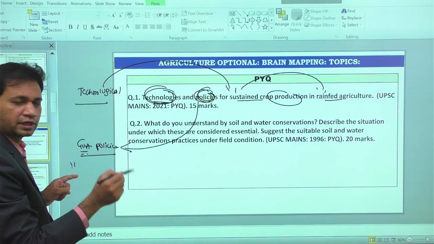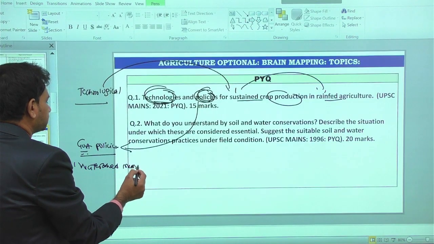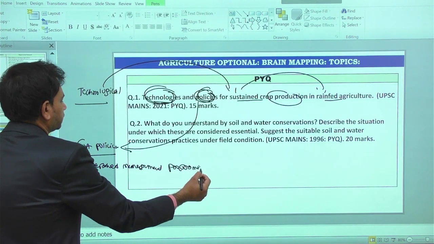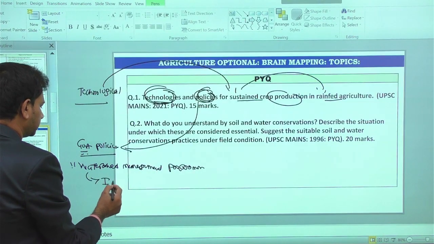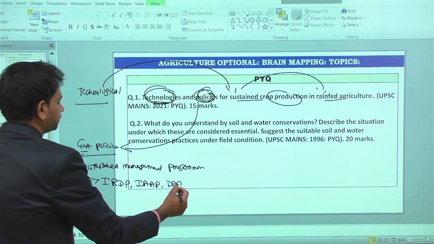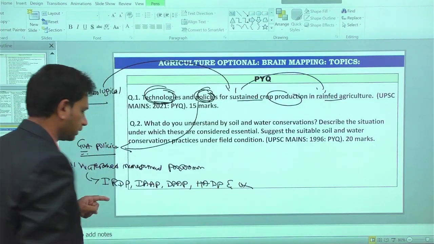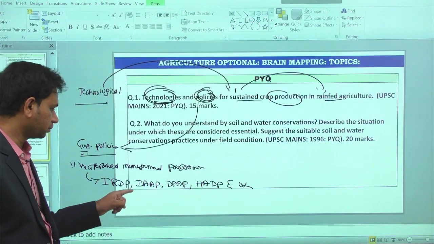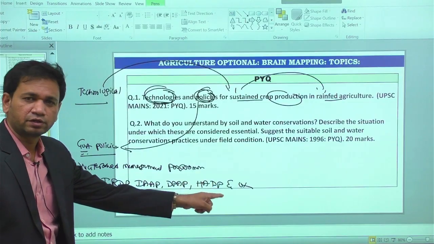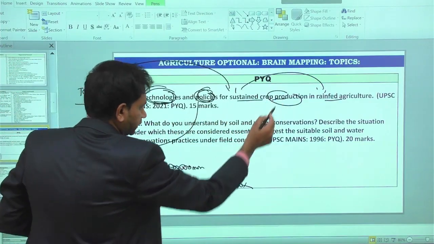We are having some kind of watershed management programs. Such as, hope you remember this one, IRDP, IAAP, DPAP, HADP, and others, right? So like that, integrated rural development program, integrated area agriculture program, drought prone area program, hilly area developmental program. Like that, there are different kinds of watershed management programs for stabilizing the production in dryland agriculture.